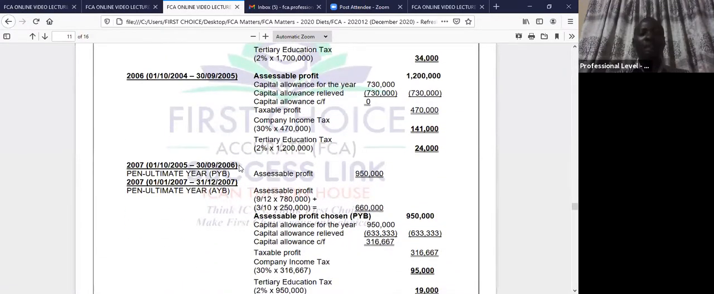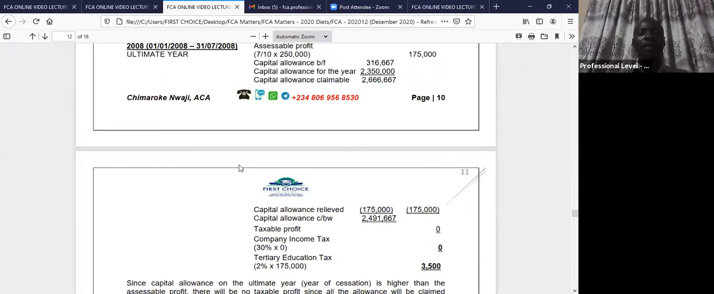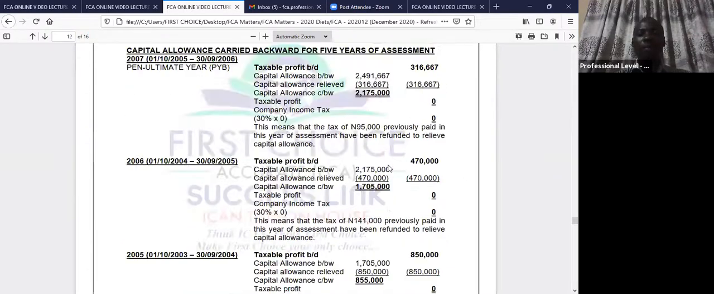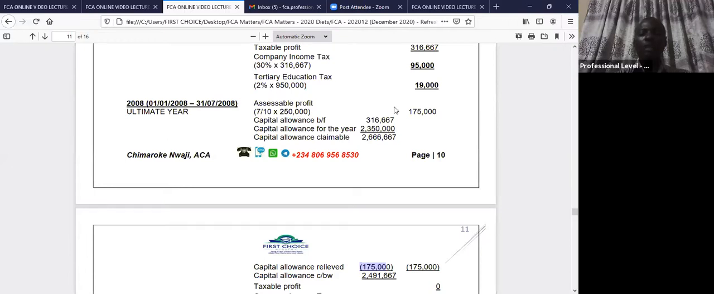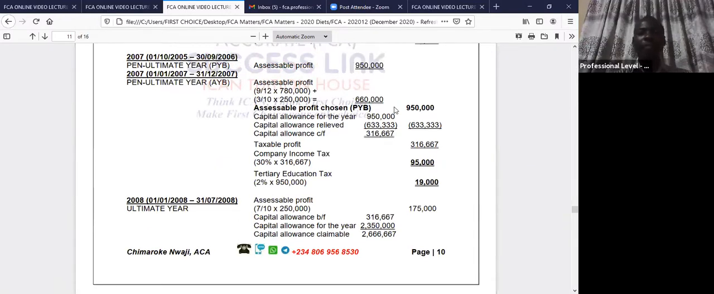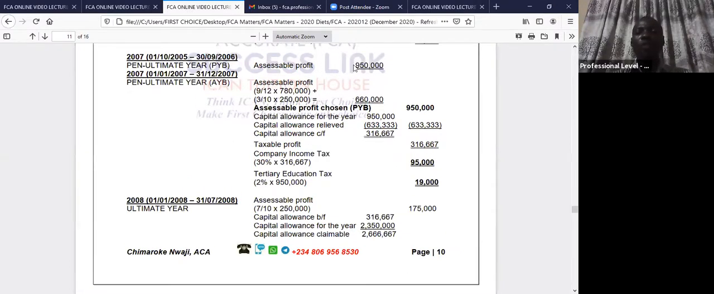In the penultimate year and the ultimate year, you have an unrelieved capital allowance. Okay, let's look at the penultimate year and ultimate year as an illustration. Now, in penultimate year, you have assessable profits of 950,000. You study the answer, you will know why you got 950,000. Let me show you straight.